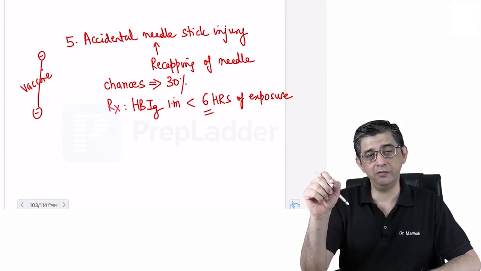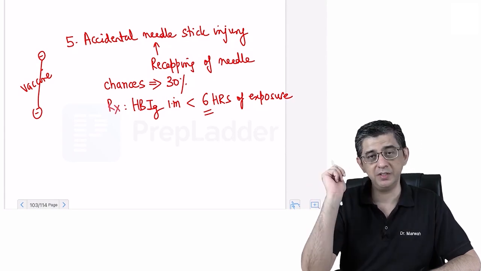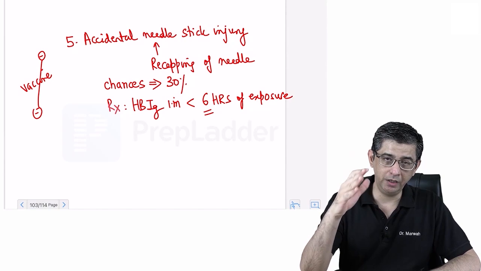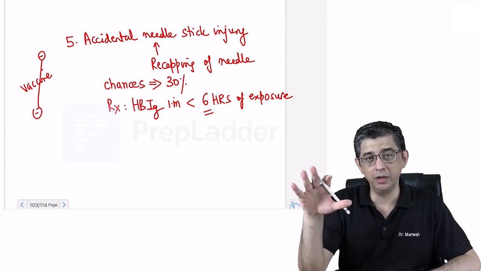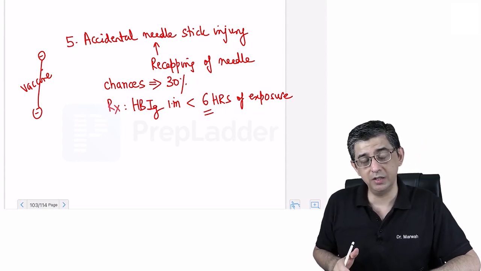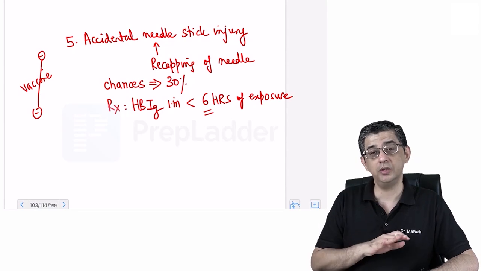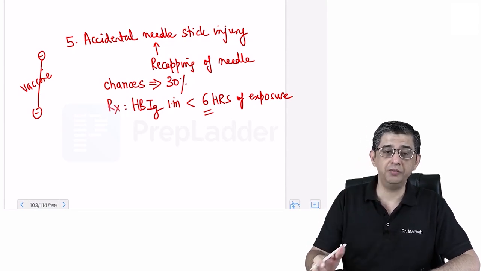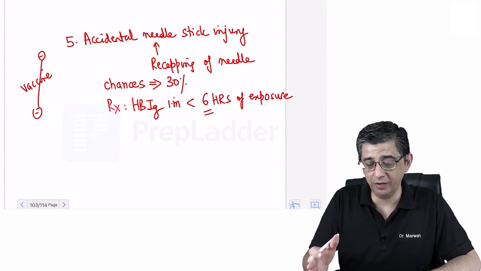The antibody titer that will be checked will be the antibody against the surface antigen. If it is more than 10 international units, then there is nothing to be done. I repeat the fact once again, if adequately protected, the antibody titer is of values more than 10 international units, absolutely no problems. Point number 5 is valid for unvaccinated individuals.